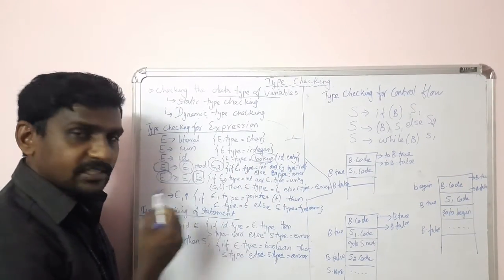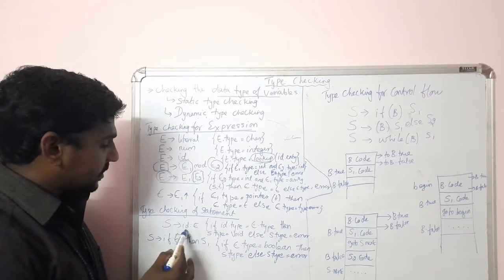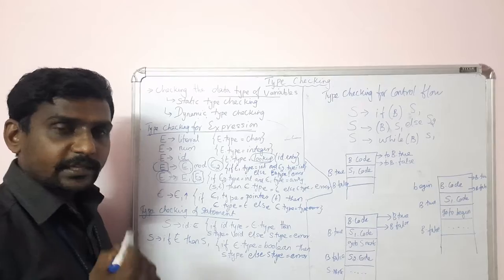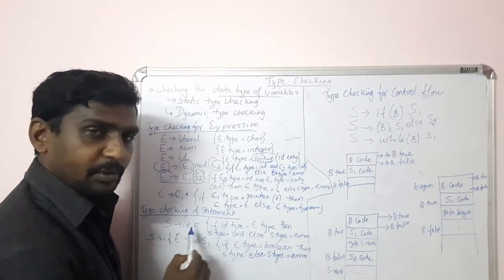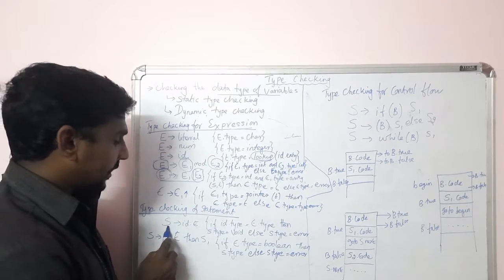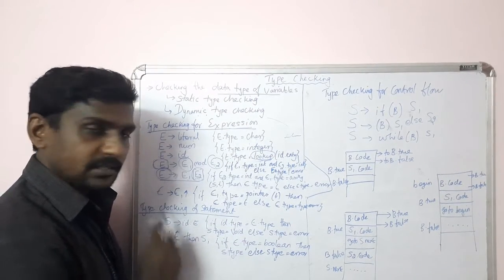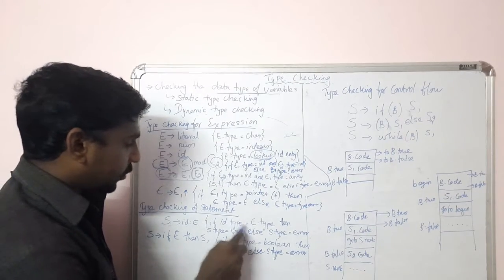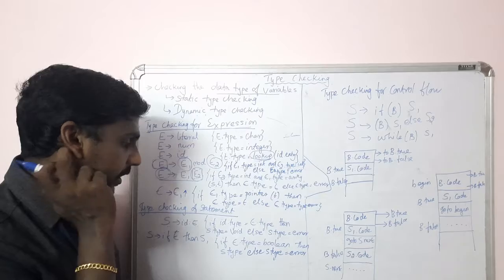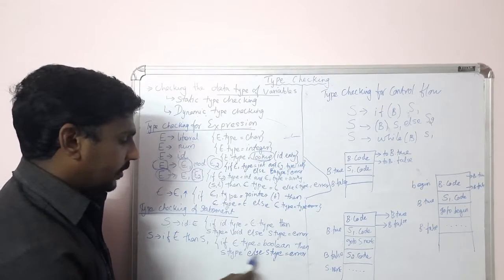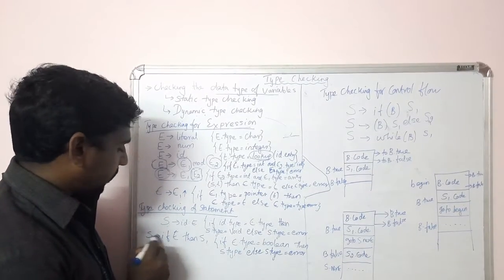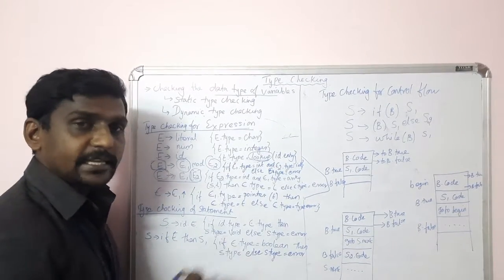Clear? And then type checking for statement. Let us consider two statements, S tends to ID E and S tends to if E then S1. The type checking is: if id.type equals e.type, then s.type equals void, else it is error. Okay, this is the semantic rule for statement. And for if e then s1: if e.type equals boolean, then s.type equals s1.type, else it is error.